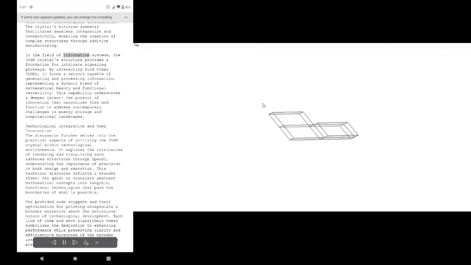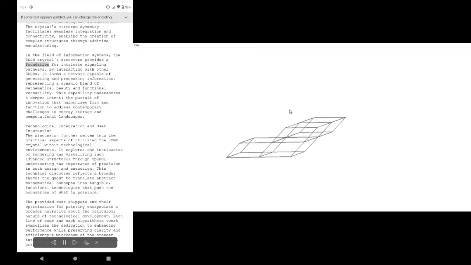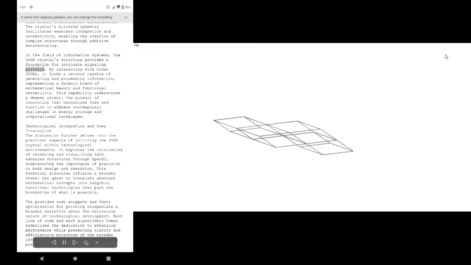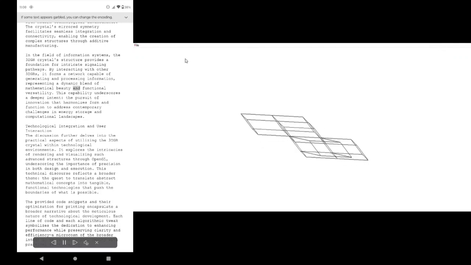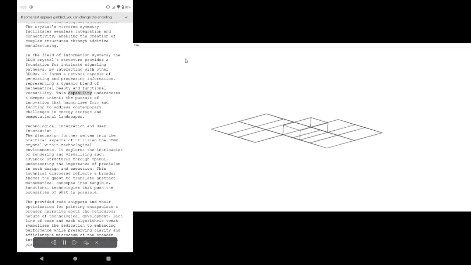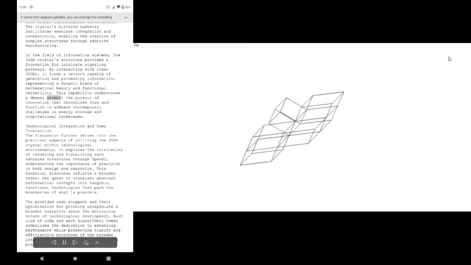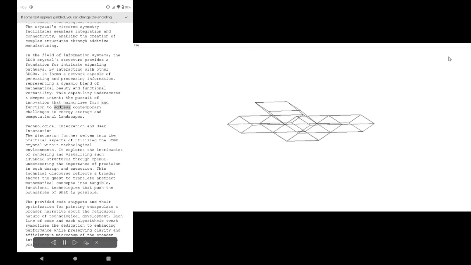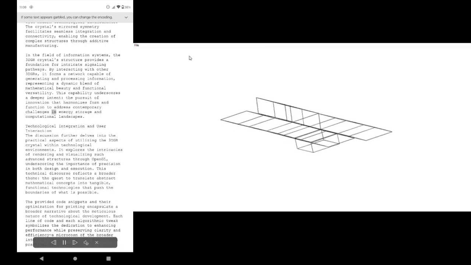In the field of information systems, the 3D jar crystal structure provides a foundation for intricate signaling pathways. By interacting with other 3D jars, it forms a network capable of generating and processing information, representing a dynamic blend of mathematical beauty and functional versatility. This capability underscores a deeper intent, the pursuit of innovation that harmonizes form and function to address contemporary challenges in energy storage and computational landscapes.